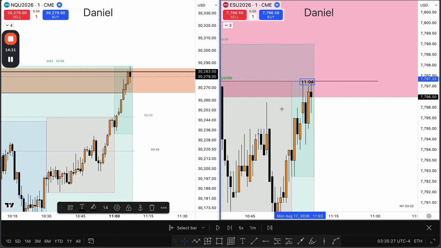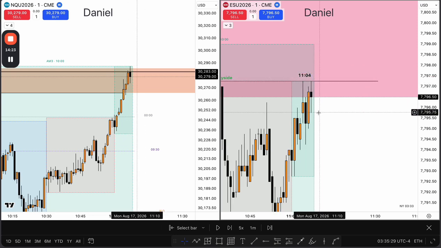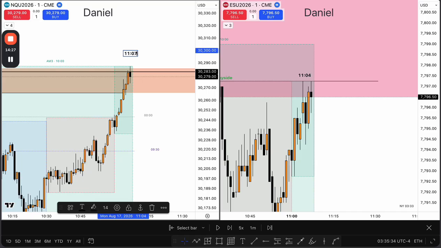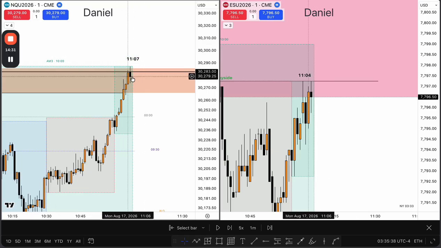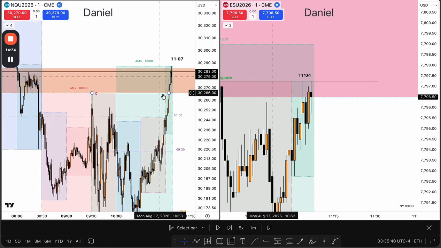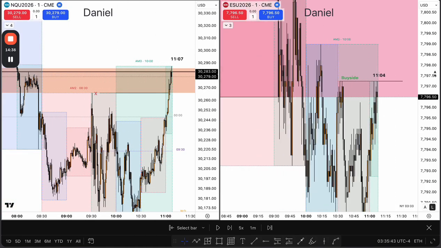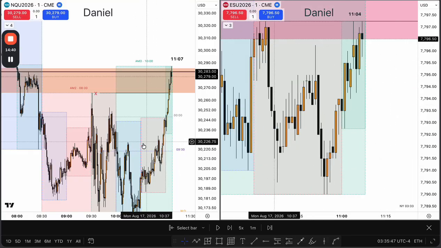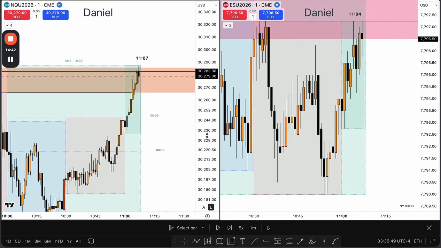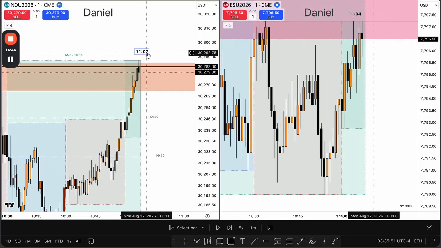When is the high formed, or current high formed on NQ? It's formed at 11:07. So we see that we have an even new internal SMT. We have the external SMT, which is with this high, and we have, well, also the 30-minute SMT, but we also have internal SMT right here. This is all we need.